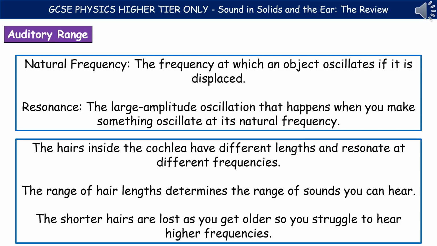And what you generally find is that the shorter hairs end up getting lost as you get older, which means you're going to struggle to hear the higher frequencies, which is why your auditory range actually gets narrower as you get older. You lose those higher frequencies, which is why shopping centres and public places sometimes play that mosquito sound, that high frequency sound, because you guys as teenagers can hear it and it annoys the heck out of you, but us as adults can't hear a thing and we'll just wander through without a concern in the world.